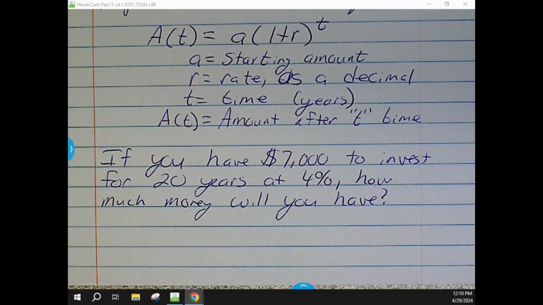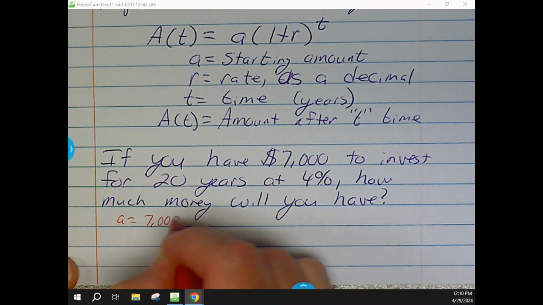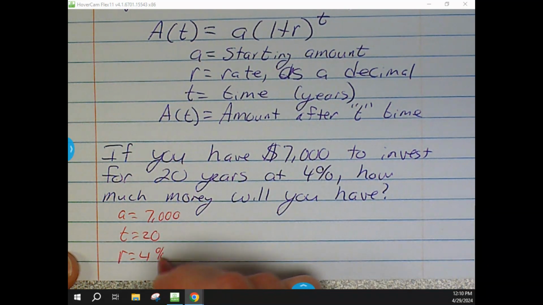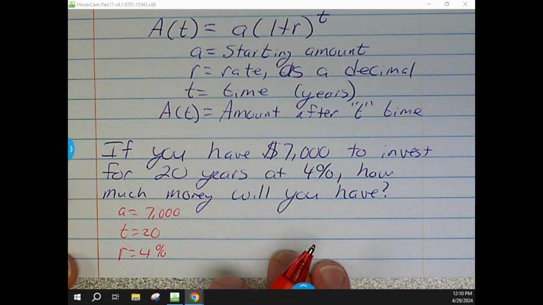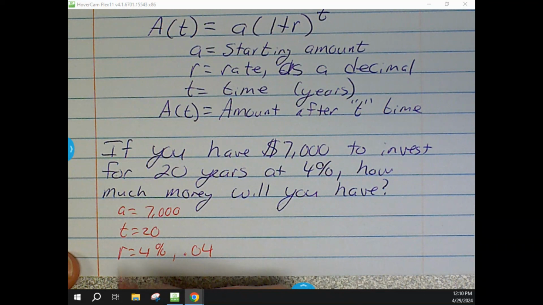So for this problem, your a is 7,000. Time is 20. And your rate is 4%. And again, the only thing with that rate is you have to change that to a decimal. So that would be 0.04. Just got to move it over 2 decimal places.